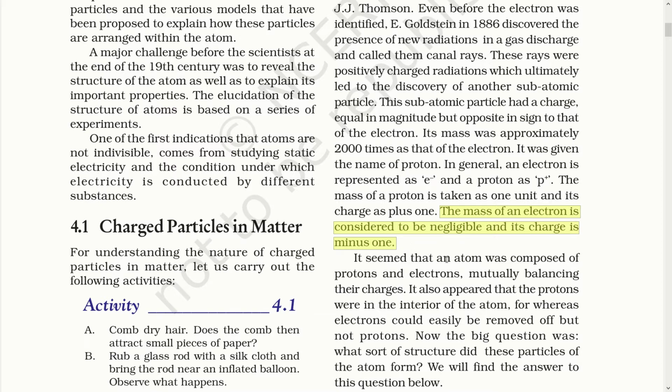It seems that an atom was composed of protons and electrons mutually balancing their charge. It also appeared that protons were in the interior of the atom, whereas electrons could easily be removed, but not protons. So dear students, here the activity states that there are some particles that travel from one matter to another. How is that possible?